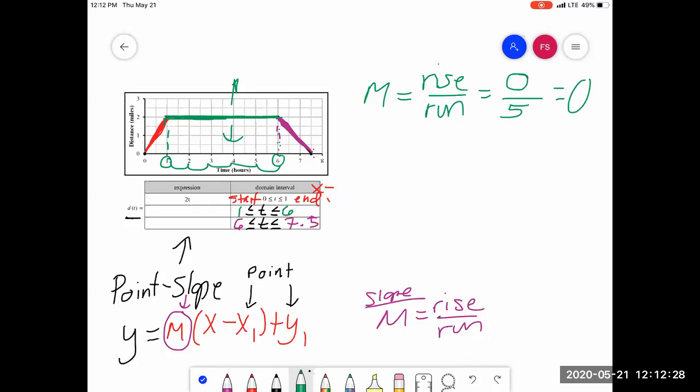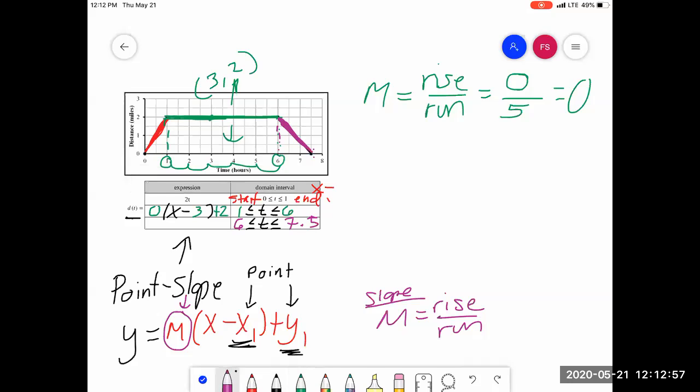So far we have d of t equals 0 outside those parentheses. And remember, we have x minus in the formula, and now we need our point. We need the x1 and the y1. So this is really nice because you can just pick any point in the green section. I like this one. That point has coordinates 3, 2. So I'm going to have x minus 3 and then plus 2.